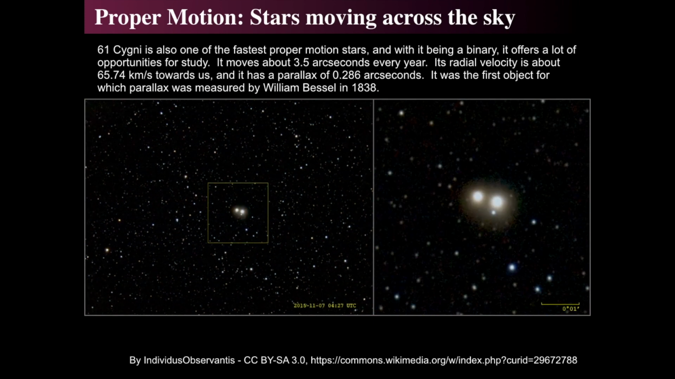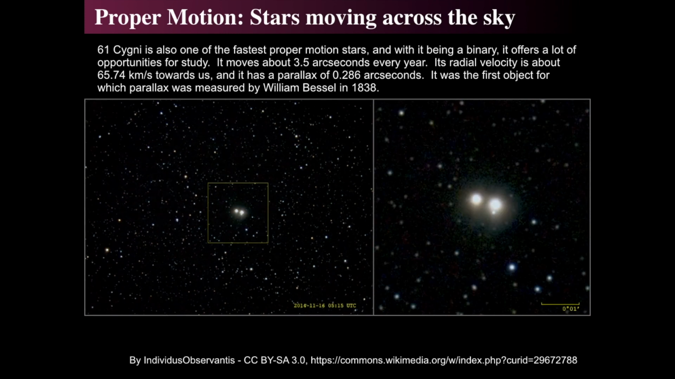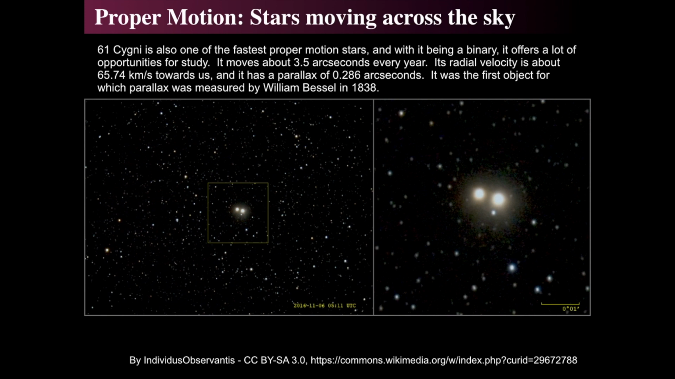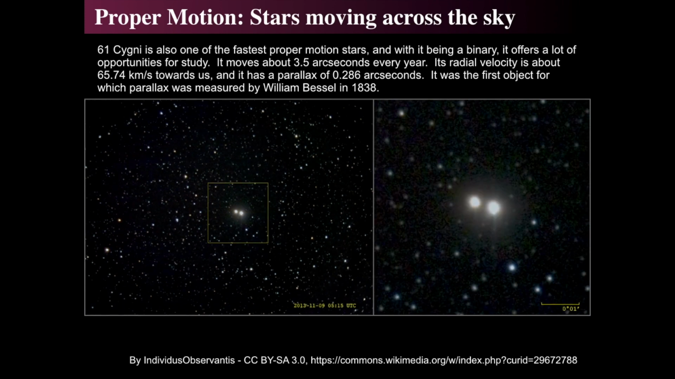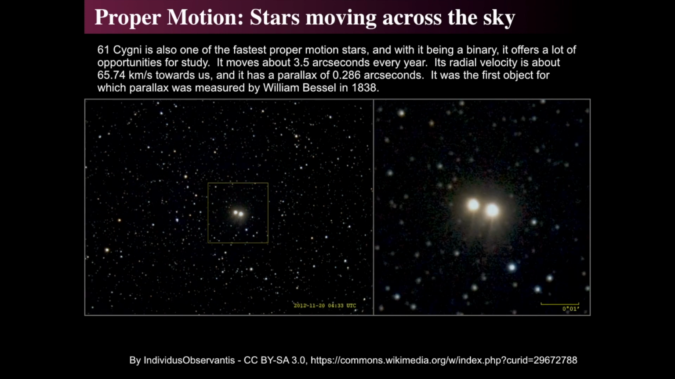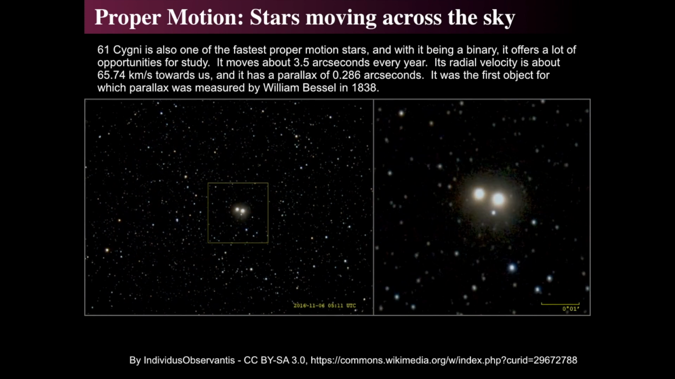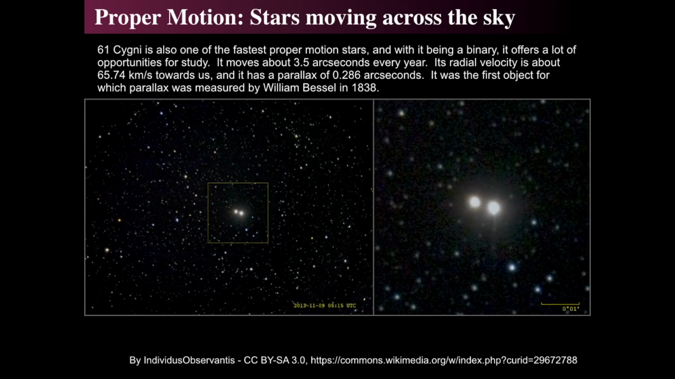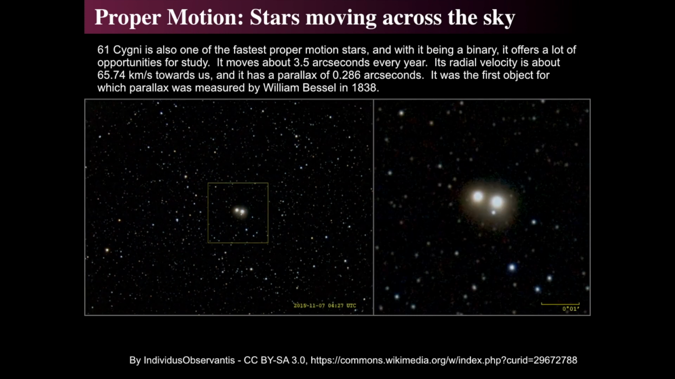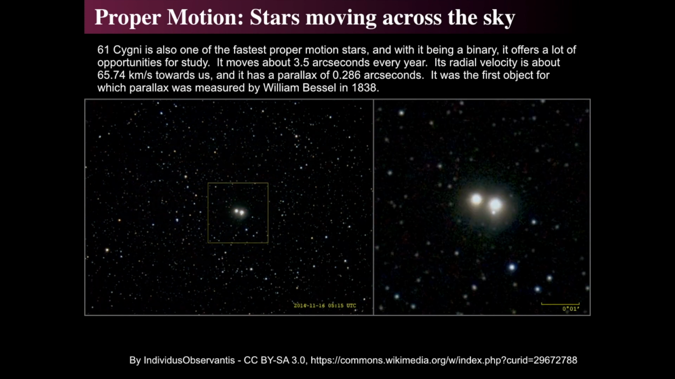Remember, a distance of 1 parsec has a parallax of 1 arc second. So if it's a quarter of an arc second, this is just a little bit bigger than 4 parsecs. If it's about a third of an arc second, then it would be about 3 parsecs. So this is roughly just a little bit less than 4 parsecs away. And it's the first object for which parallax was ever measured, in 1838 by William Bessel.